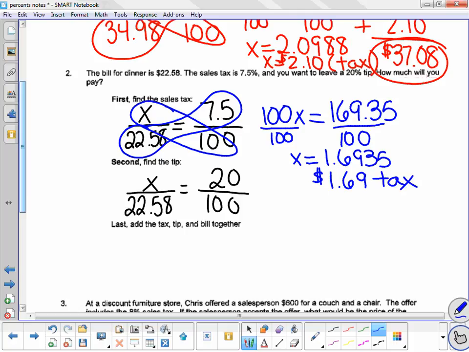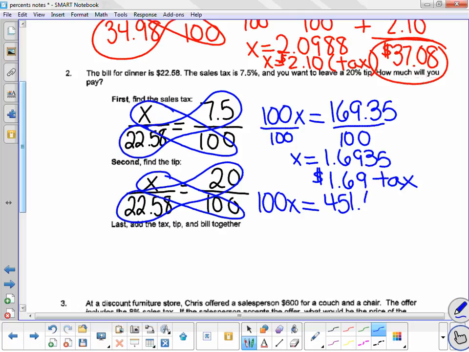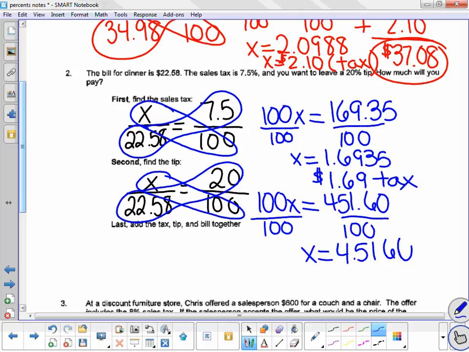You're going to do the same exact thing for the tip. Multiply 100 times x, and you get 100x. 20 times 22.58, and you get 451.60. Divide by 100. X equals 4.5160, which is $4.51 tip.